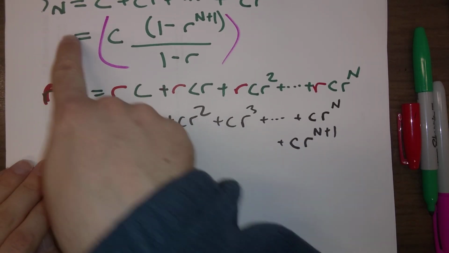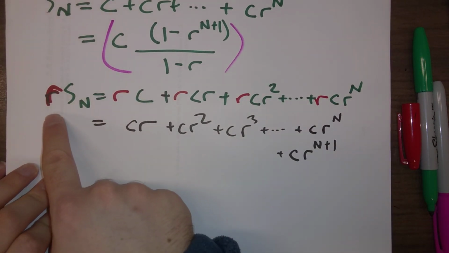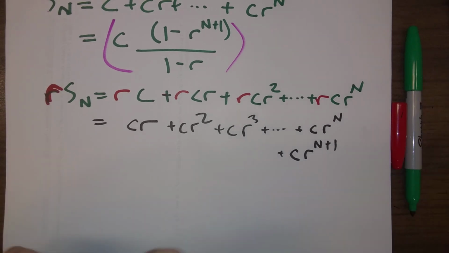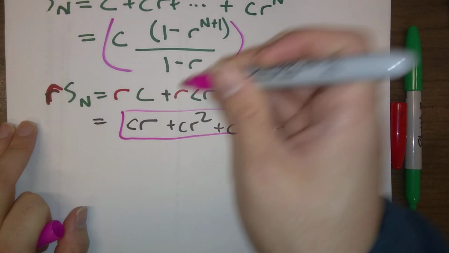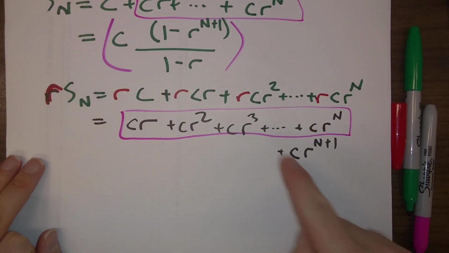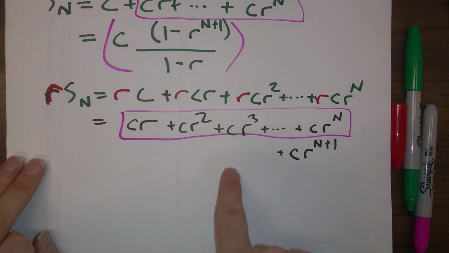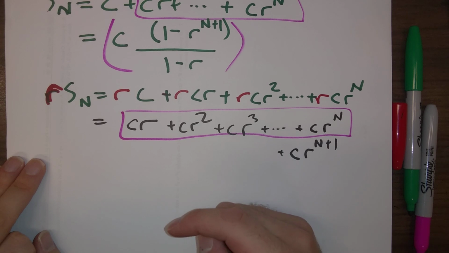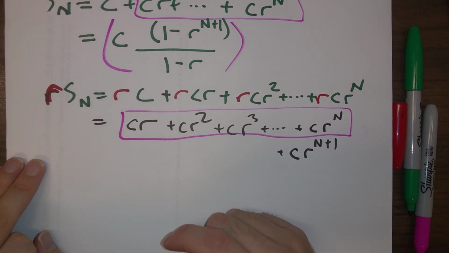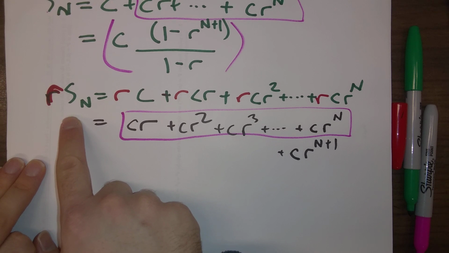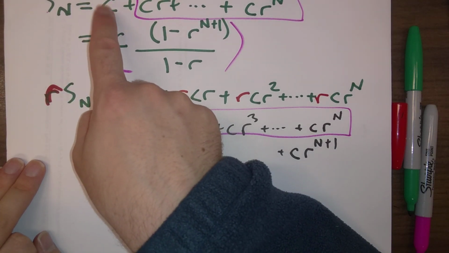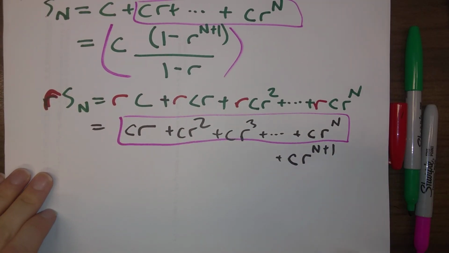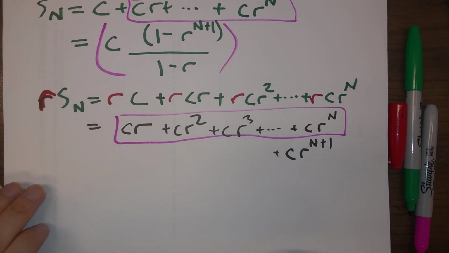So let's take a look here. The formula for S_N is up here. The formula for r times S_N is down here. These should look very, very similar. Let me put a pink box around these. The terms in those two boxes are exactly the same terms: c times r, cr squared, cr cubed, all the way up to c times r to the N. So the only difference between S_N and r times S_N is that there's an extra term of c here, and there's an extra term of c times r to the N plus 1 down here.